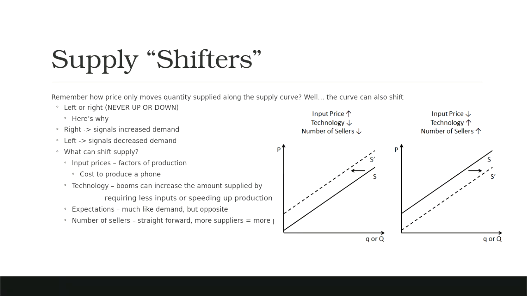Why? Because an increase in technology booms can increase the amount supplied by requiring either less inputs or speeding up production. Expectations, much like demand, but opposite direction.